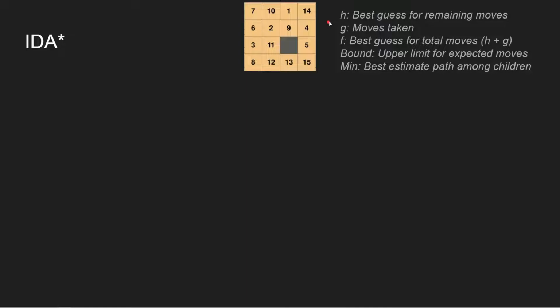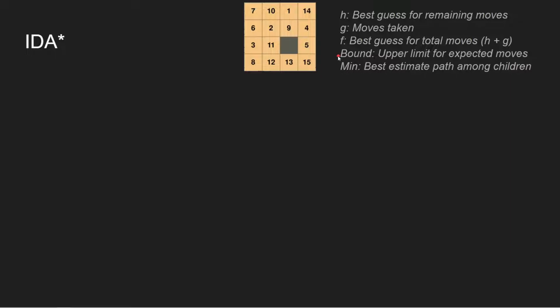We have to introduce some new variables with IDA star. Every node is going to have an H score. That represents the best guess for the number of moves remaining until we find a solution. We'll have to write a function to return this value. More on that later. G is going to represent the number of moves taken to get to the current state from the starting scramble position. We start with G equals 0, and then every time we make a move, we increment G by 1. F is going to be the total number of moves, G taken so far, plus H, the number of moves expected until we find a solution for a given path.